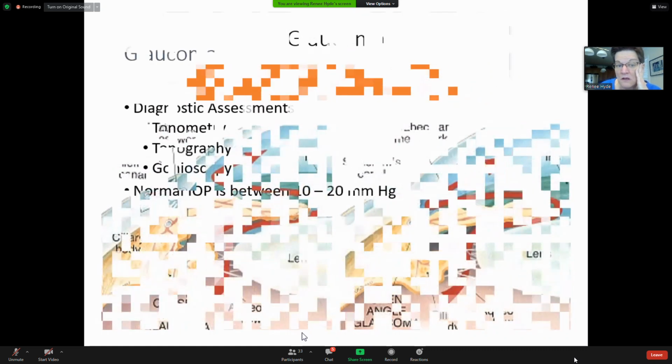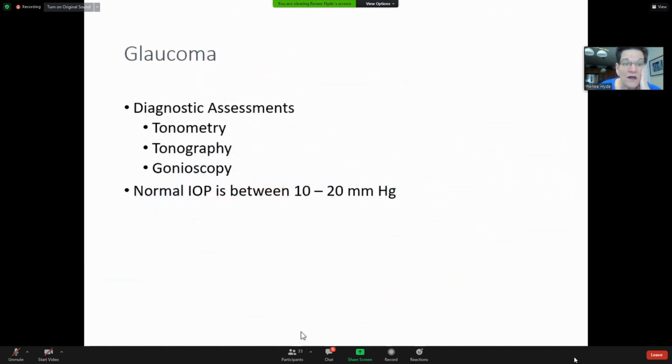Now, how do they evaluate it? Tonometry, tonography, and gonioscopy. Okay, as I said, tonometry is a measurement of that intraocular pressure. Tonography is like a continuous reading. Think about doing a pressure reading like an EKG. Gonioscopy is the measurement of that angle to see how open or how closed it is.